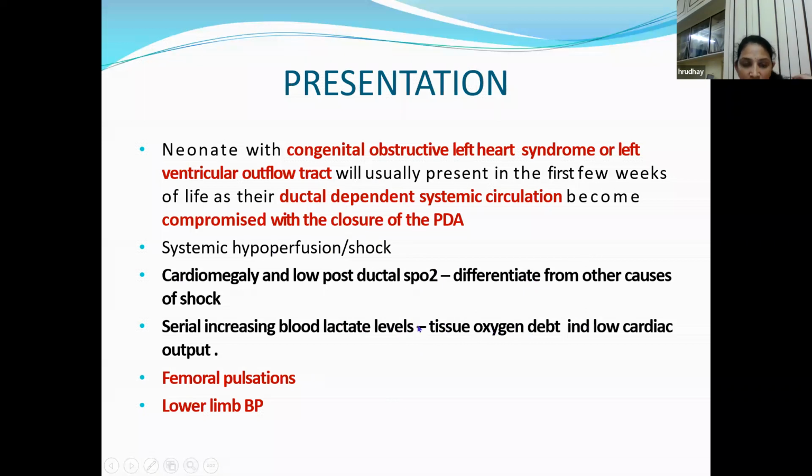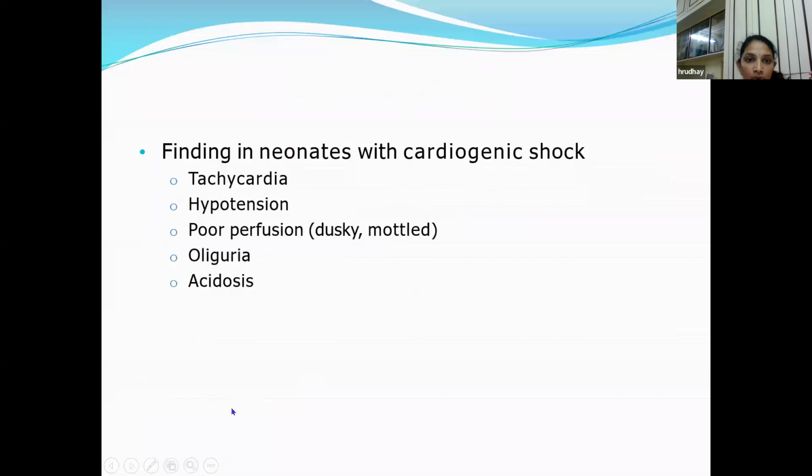With sepsis, we usually think of infection, but one of the things we need to keep in mind is critical congenital heart disease. Next, there will be low femoral pulsations, and lower limb BP will be low. So, as I told you, cardiogenic shock. What are the features of cardiogenic shock?